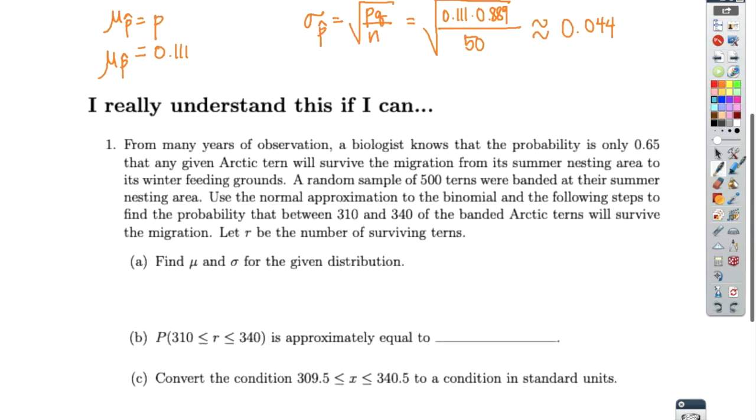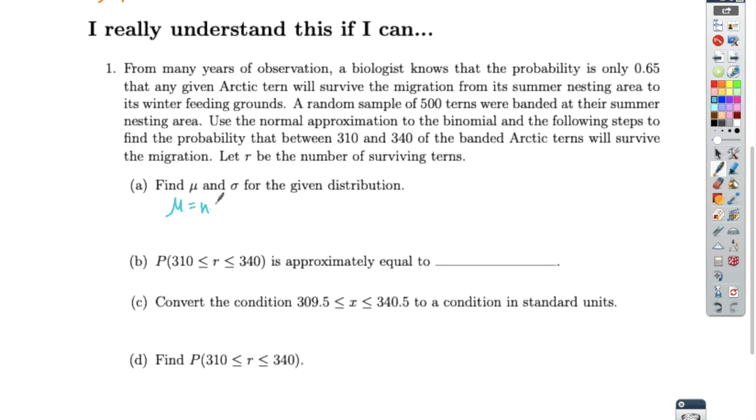Mu equals NP and sigma equals the square root of NPQ. Well, now we need to get all those numbers from this problem. A biologist knows that the probability is 0.65 that any Arctic tern will survive, which we're considering to be success. So here is our probability of success, P equals 0.65. A sample of 500 terns were banded, so N equals 500. There's our N.